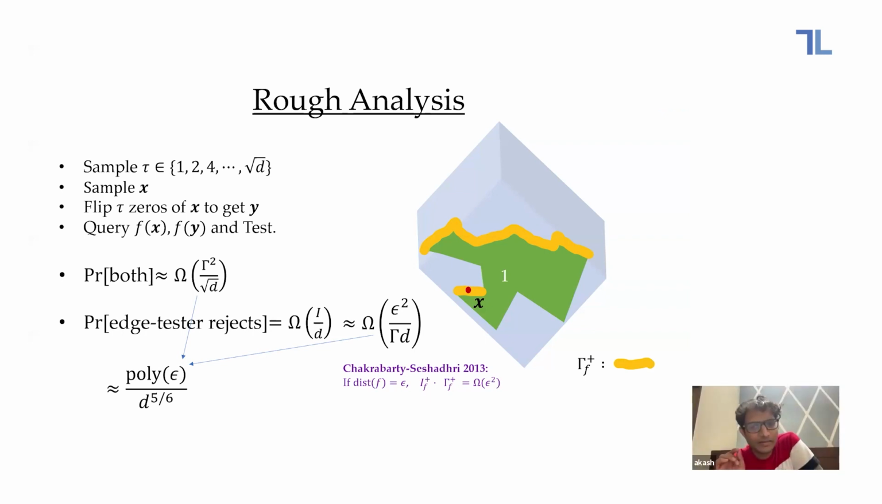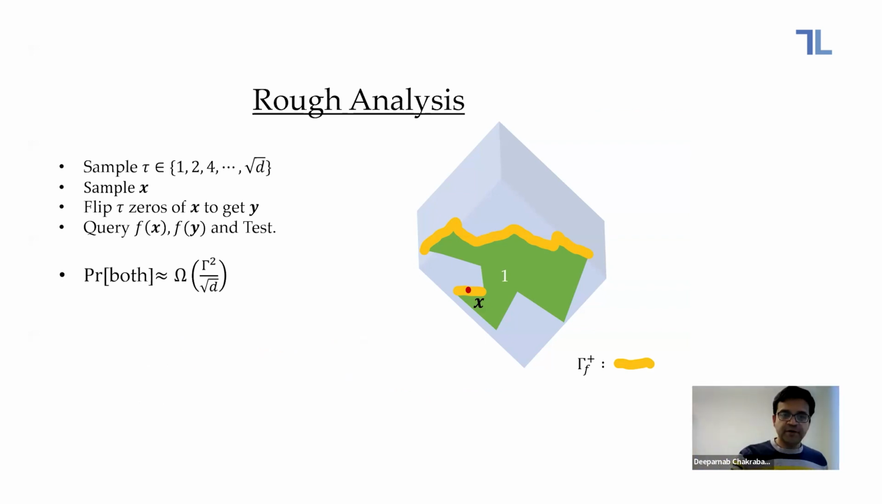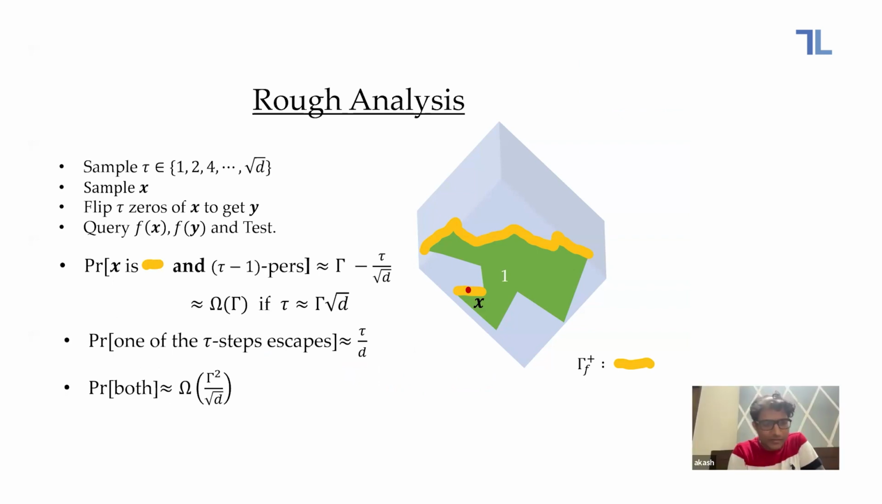Deeparnab, once more, can you go back to the previous slide? I just want to slow things down for my understanding. So here, when you argued that the probability that X lies in this yellow region, in the vertex out boundary and is tau minus 1 persistent, you computed this probability and then you motivated why you need to consider different scales for tau. Could you go over that argument slowly once more?